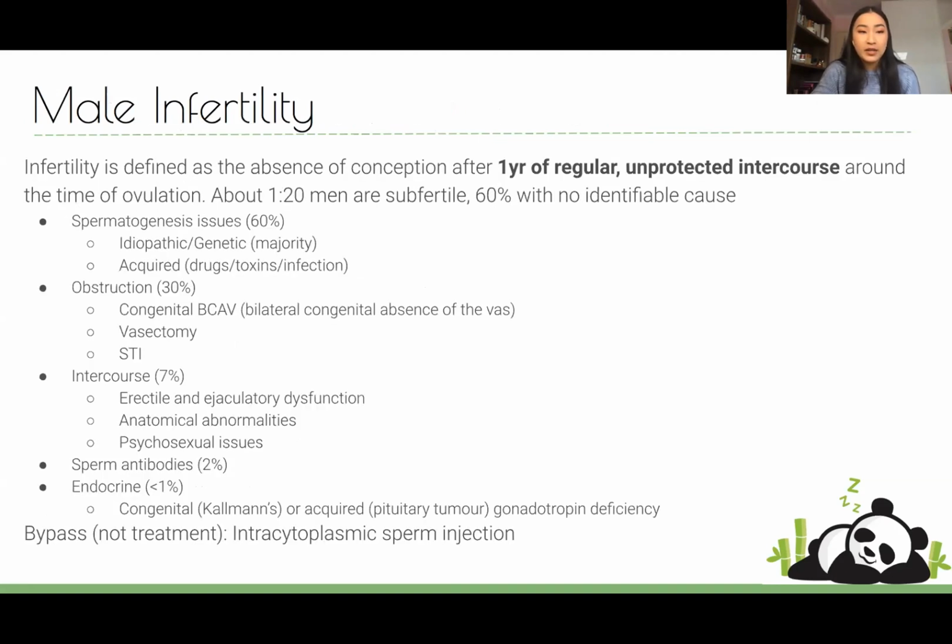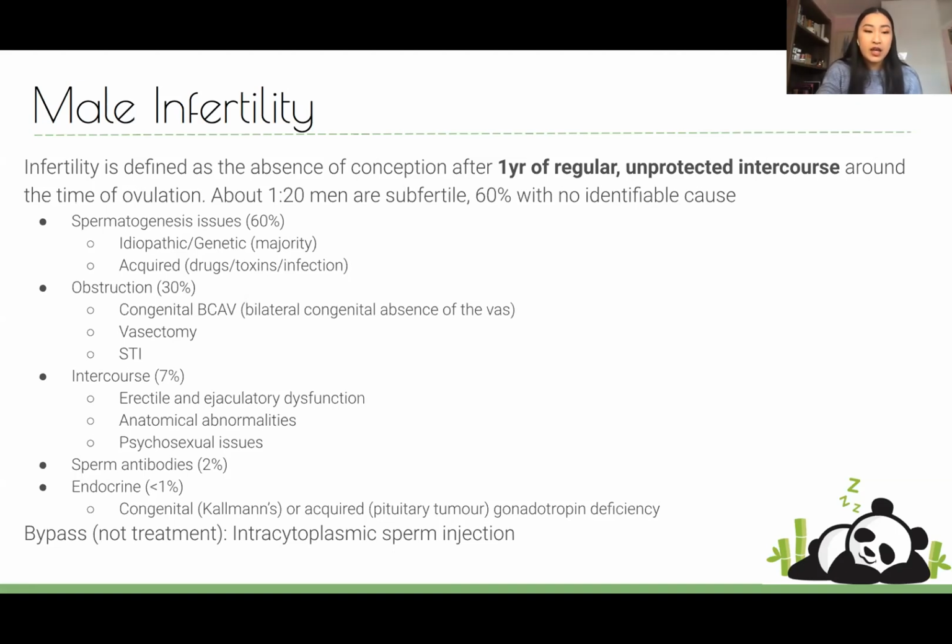Okay. Male infertility. Infertility in general is the absence of conception after 1 year of regular unprotected intercourse. So it can obviously be a result of male or female infertility. But apparently 1 in 20 men are subfertile and 60% with no identifiable cause. So it's more commonly an issue with male infertility.